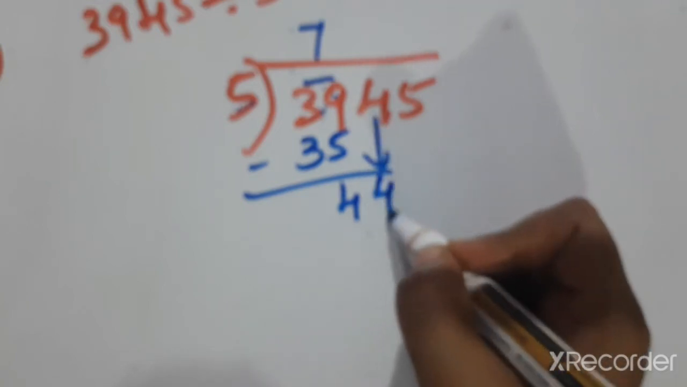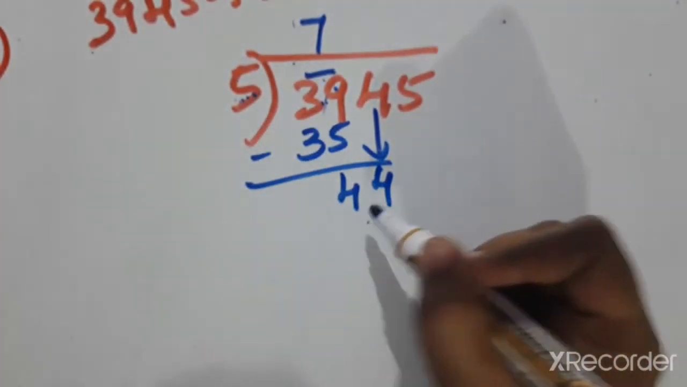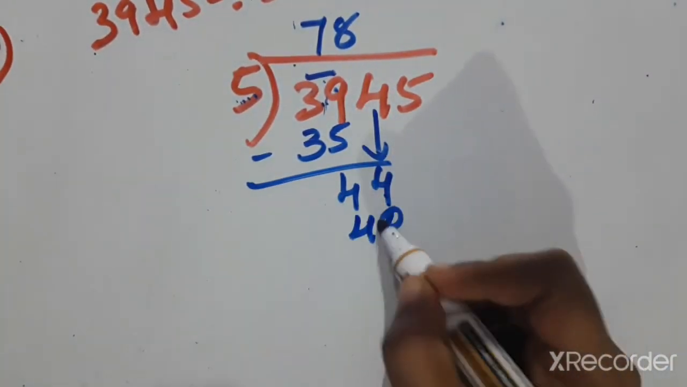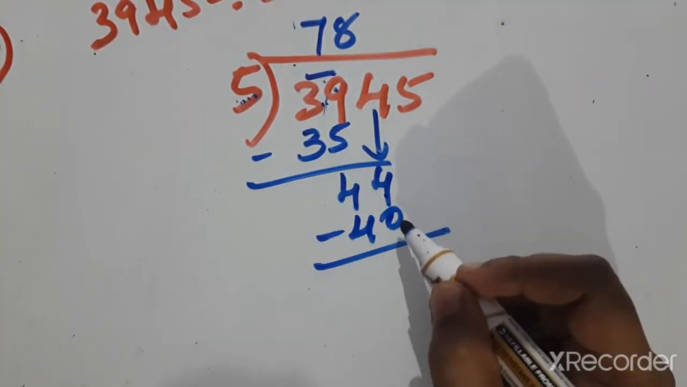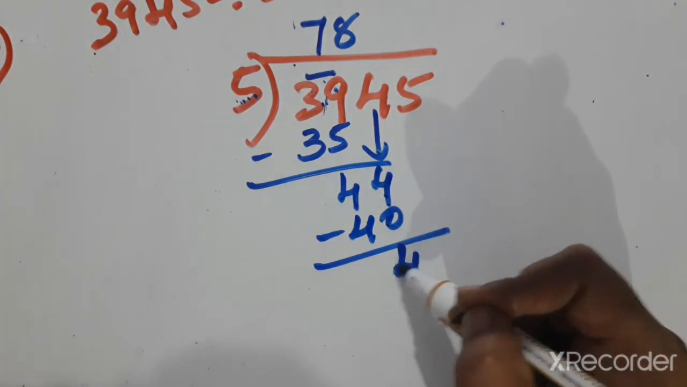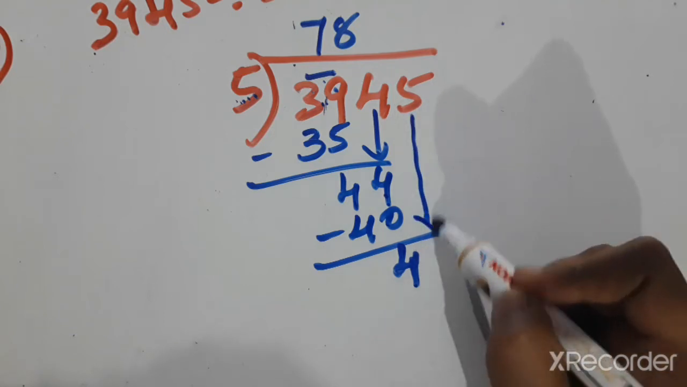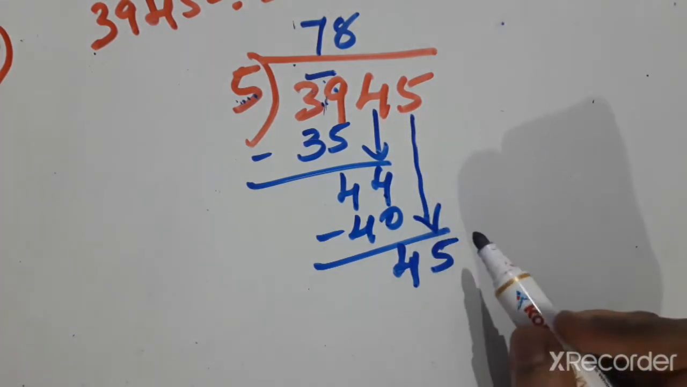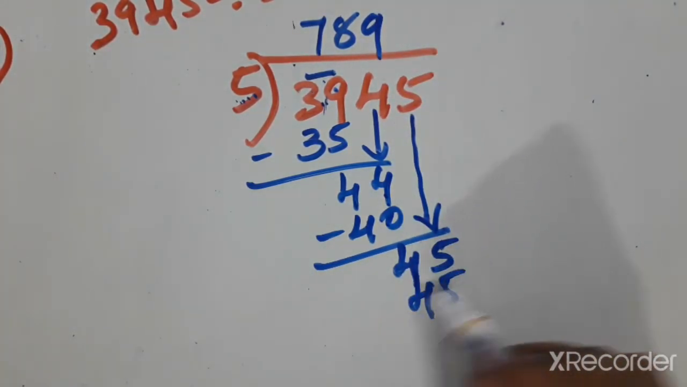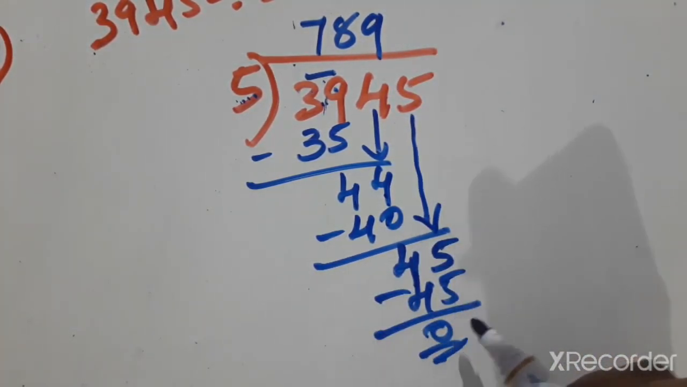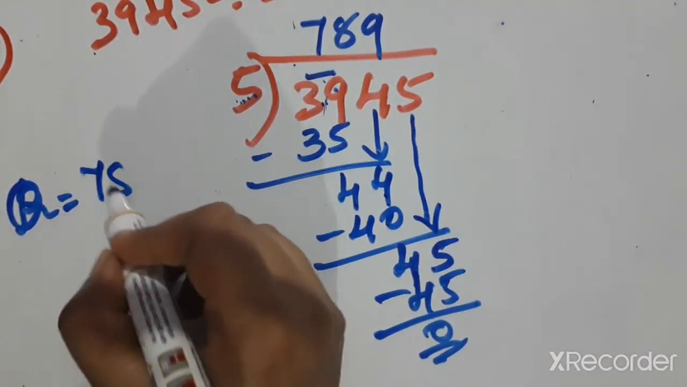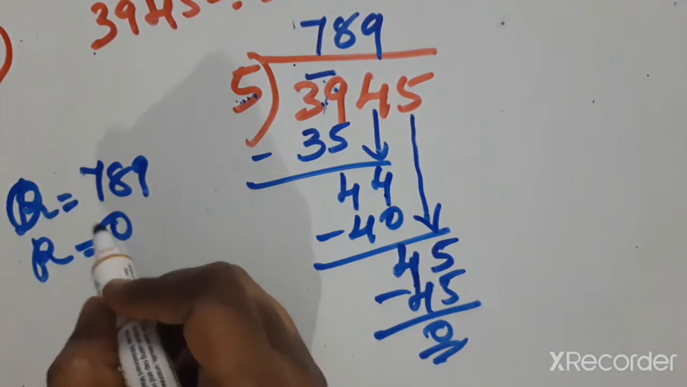Bring this 4 down, one number. Okay, 5 how much are 44? Nearer, 5 8s are 40 is the nearer one. 44 minus 40 is 4 remainder. After subtraction 4 is the value. Then bring this 5 down. 45. 5 how much are 45? 5 9s are 45. 45 minus 45 is 0. So the answer is quotient 789 and the remainder is 0.